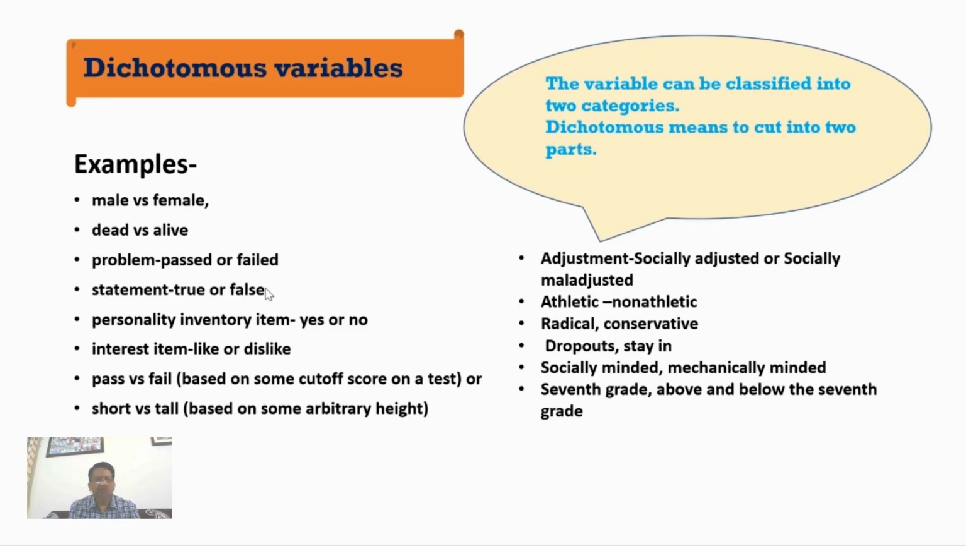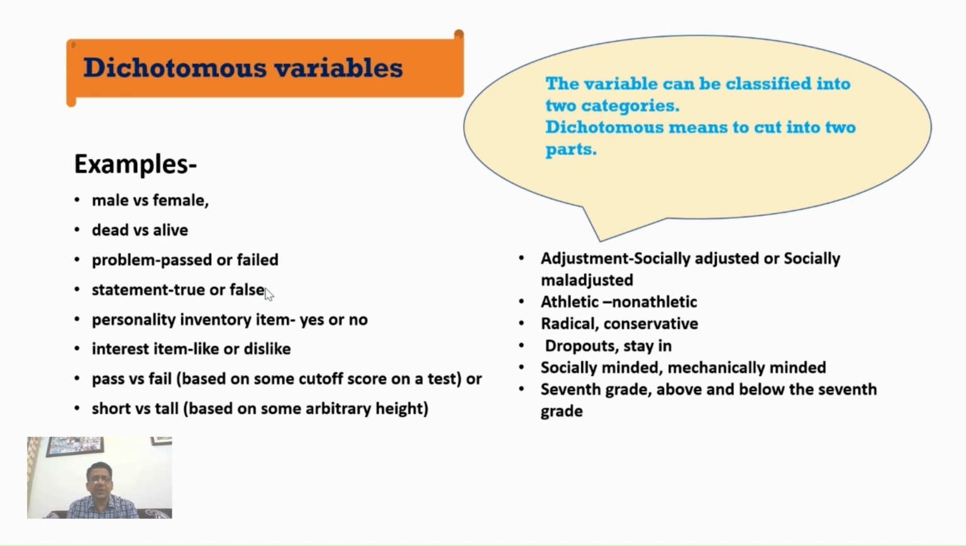But before proceeding to the biserial and point biserial, first we should understand the nature of the variable in the context of dichotomy. A dichotomous variable means the variable can be classified into two categories. If a variable can be classified into two categories, then its nature is dichotomous. Dichotomous means to cut into two parts.